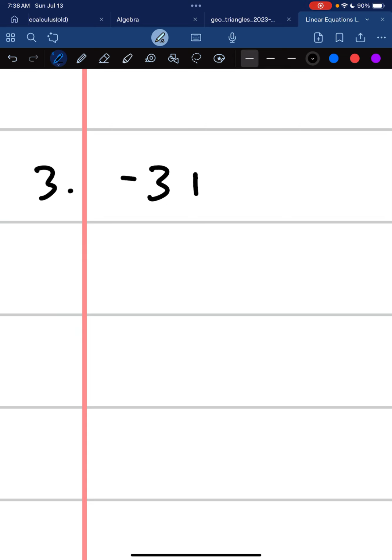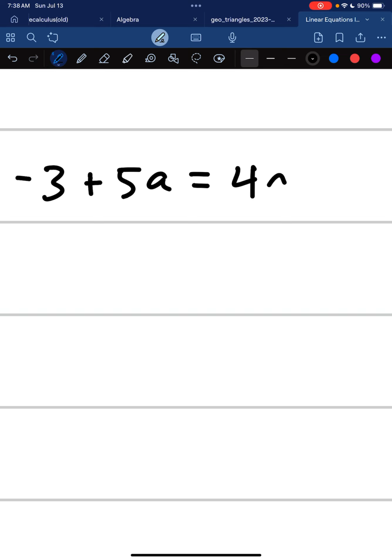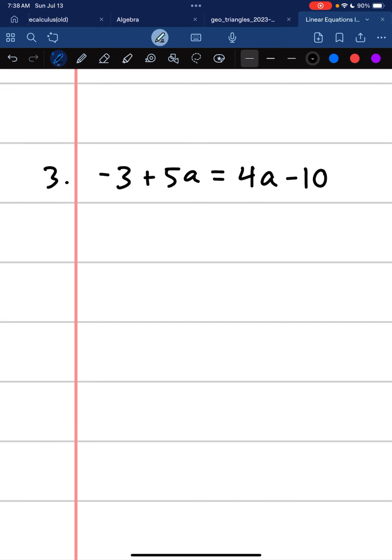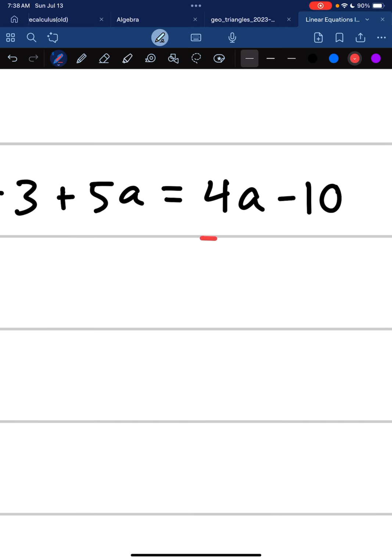Now we have negative 3 plus 5a equals 4a minus 10. So this case is a little bit more complicated because we have variables on both sides, and we have constants on both sides. So what I want to do is move all of my a variables to one side and all of my constant terms to the other side. It doesn't matter which side, but I'm going to move all my a variables to the left side, I think. And to do that, I need to get rid of this guy that's on the right side. So I'm going to subtract 4a from both sides.